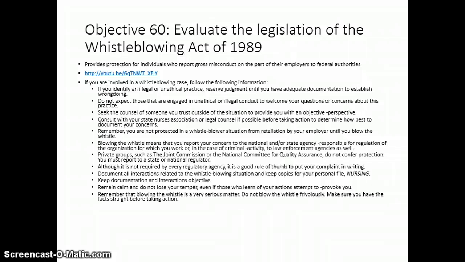The Whistleblowing Act of 1989 protects individuals who report gross misconduct as part of their employers to the federal authorities. However, it's not without incidents. Nurses, it's basically when you want to report a situation at work that is truly a problem but you are afraid. Nurses should view whistleblowing as an extreme last-ditch strategy to protect public welfare and should also take a step back before leaping into whistleblowing.